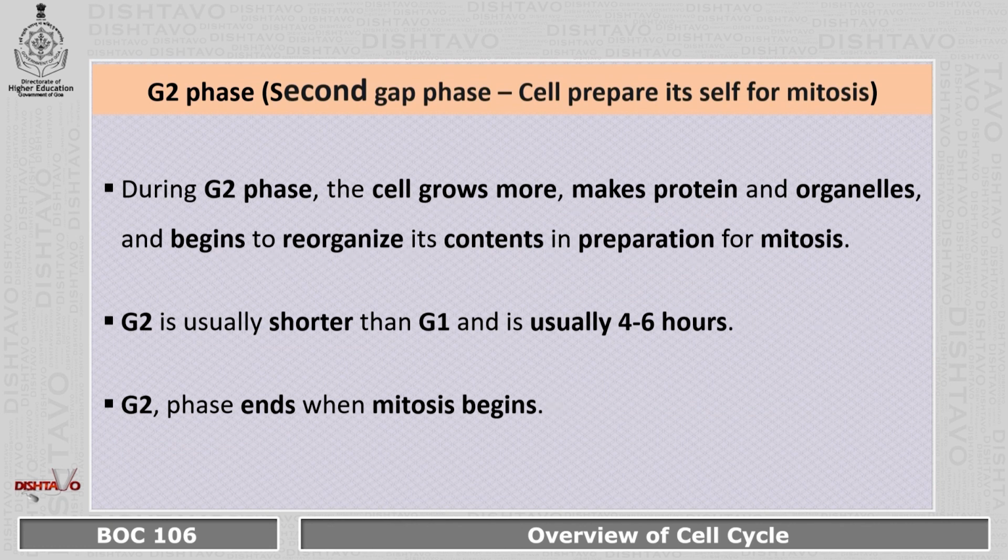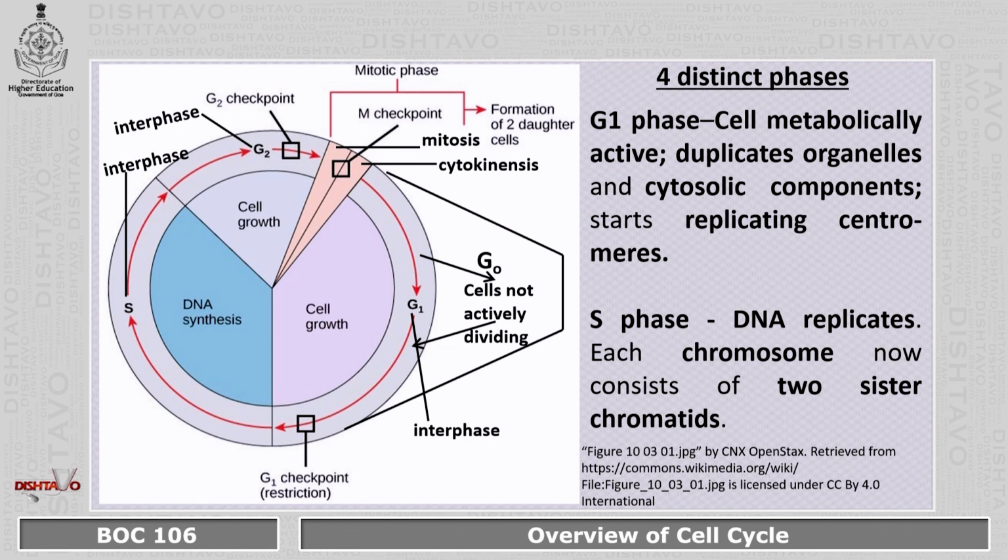The next phase is the G2 phase, also called the second gap phase. Here, the cell prepares itself for mitosis. During G2 phase, the cell grows more, makes proteins and organelles, and begins to reorganize its contents in preparation for mitosis. G2 is usually shorter than G1, usually 4 to 6 hours. G2 phase ends when mitosis begins. This is the figure which explains the four distinct phases.